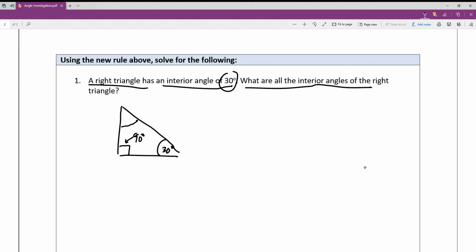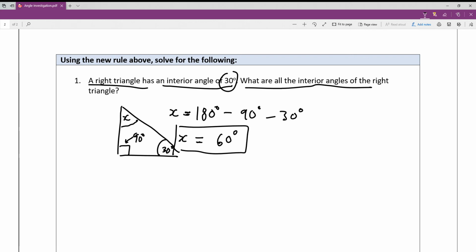And then the remaining angle must be, you'd have to do a little math here, 180 minus 90 degrees minus 30 degrees to get our missing angle. So let's call our missing angle x. Okay. So x is equal to 180 minus 90 minus 30. So x is equal to 60 degrees. Okay. So that's the answer for our first one.